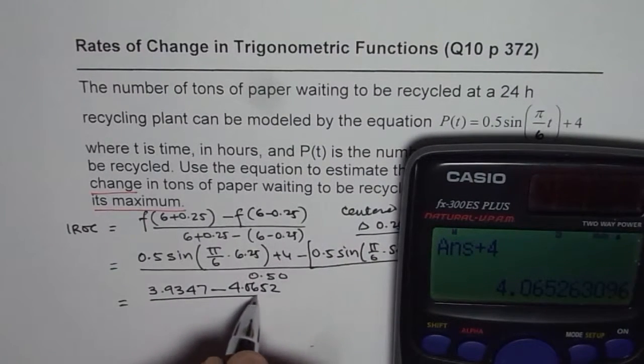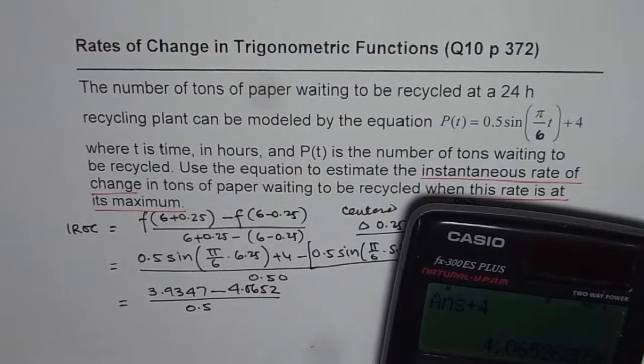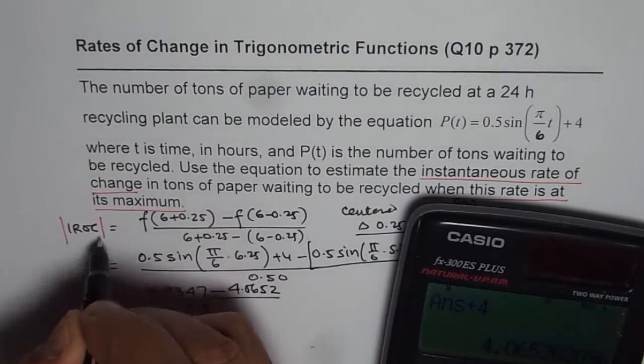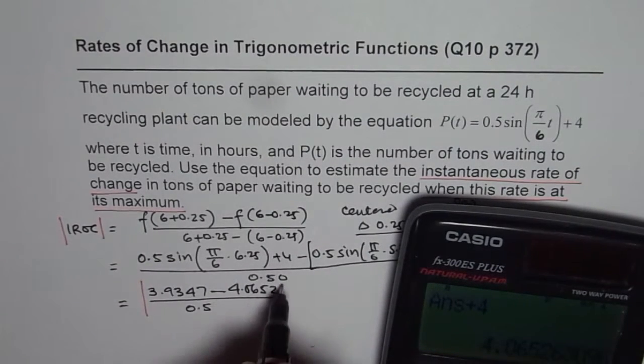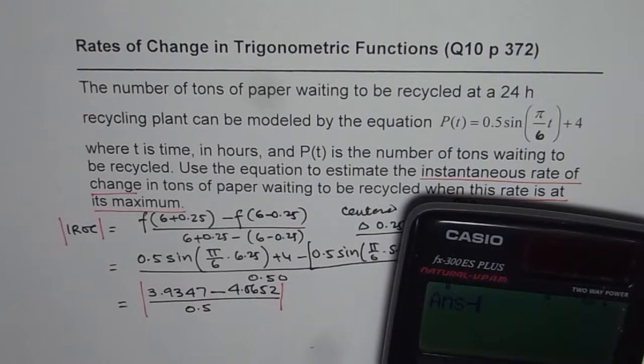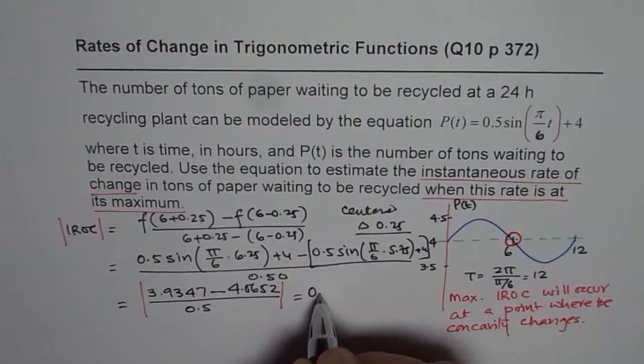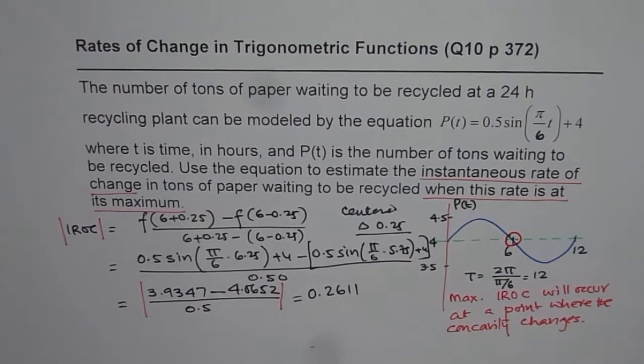4.0652 divided by 0.5. So we'll just take away one value from the other, and actually we are looking for the positive instantaneous rate, so let's take the absolute value of this. So let me take away 3.9347 from this and then divide by 0.5. What do I get? 0.2611. So that is the change.